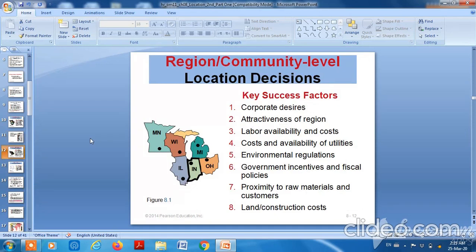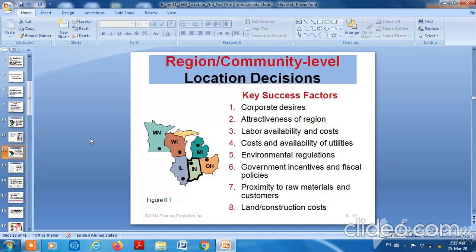Region community level location decisions. Taking the location decisions at the region community level, suppose we have chosen the United States to open our new business. I will open my new business in the United States, but in which state? In which region? You know that the United States has 50 states. So, in which one will I open my new project?